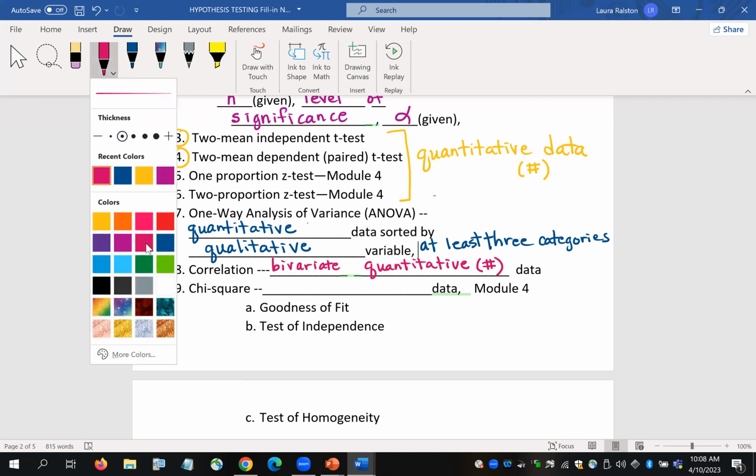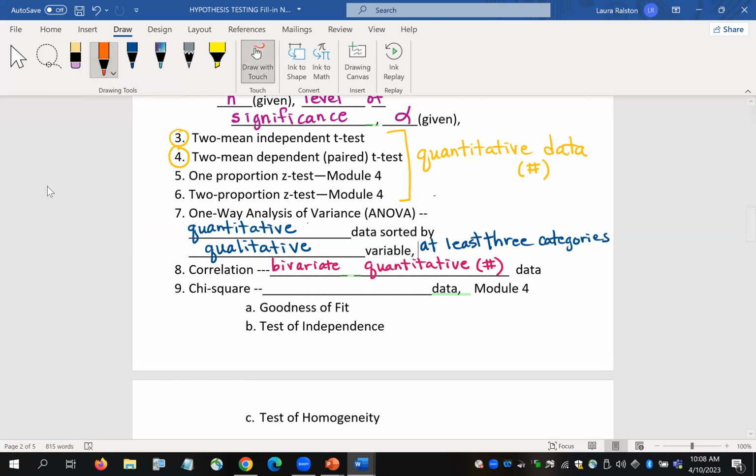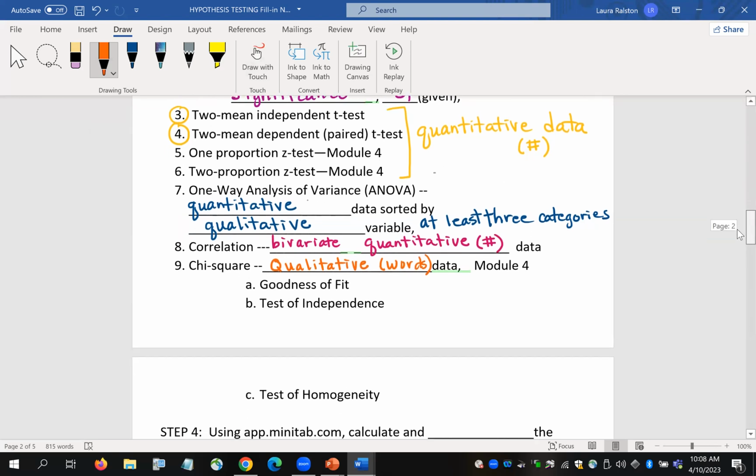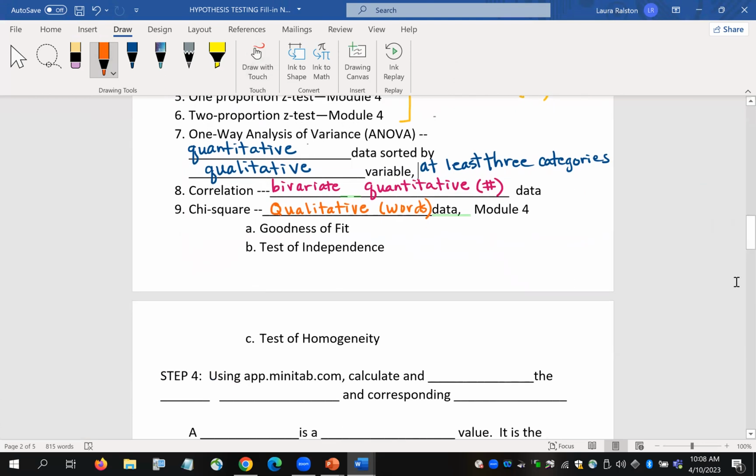And then one of the last ones that we talk about is chi-square. And chi-square is one of the few analyses we can use for qualitative data. Okay, it deals with what if you have words or categories or phrases. There are actually three different chi-square tests. There's one called goodness of fit, test of independence, and test of homogeneity. And that'll be our focus in Module 4.